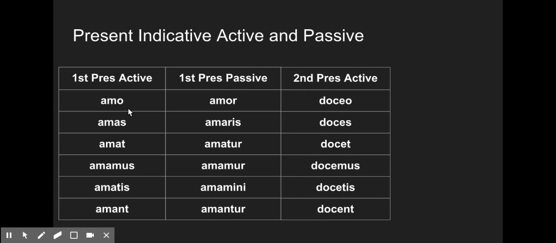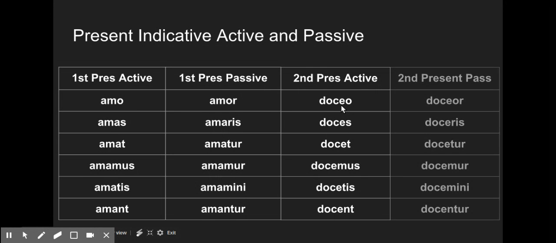The second conjugation is very similar, except where you have the A, you have an E, and notice how you have the E even in the first singular. When you move on to the passive, again, vowels stay the same, but the endings change: your passive endings -r, -ris, -tur, -mur, -mini, and -ntur.